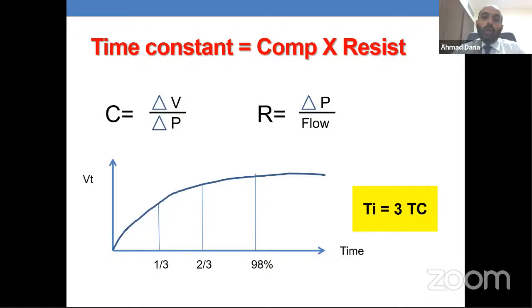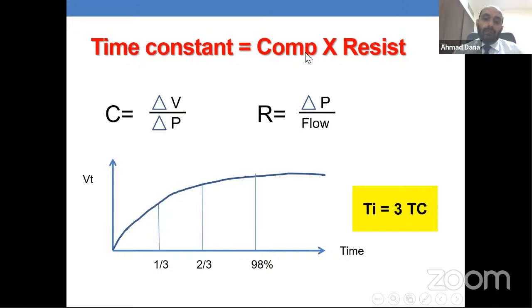Of course, the machine will give you this feedback. From whatever is happening inside the machine, you will get it as feedback. We call it the time constant. The I time is usually around 3 time constants. So how do we calculate the time constant? The time constant is the compliance multiplied by the resistance.